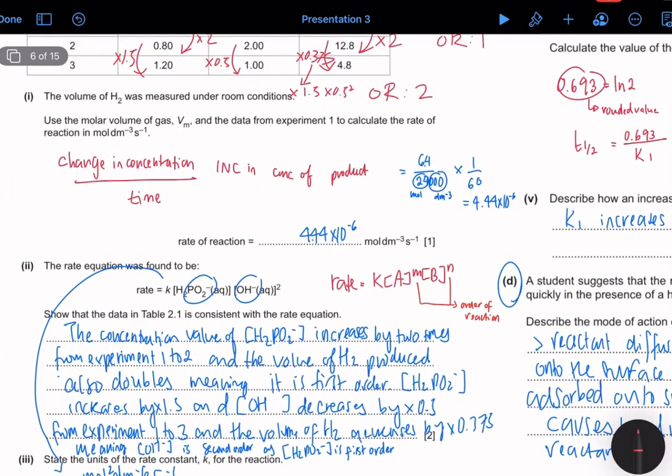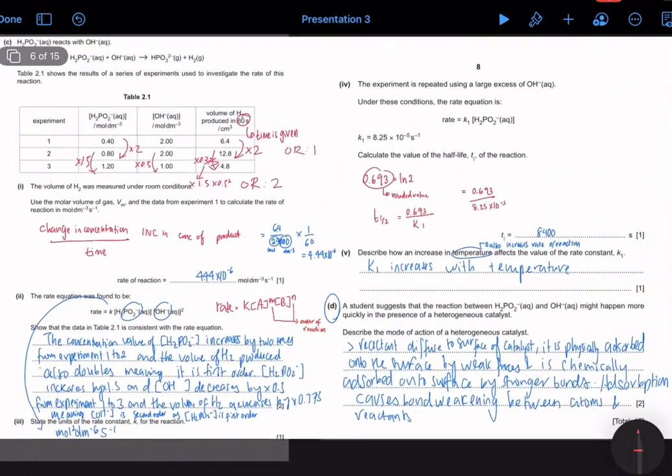Okay. The rate is found to be k[H2PO2 minus][OH minus] squared. This one is squared because that one would be your second order for your OH minus. And alright, show the data in table 2.1 is consistent with the rate equation. Again, we can see here that the concentration of H2PO2 minus increases by 2 times for experiments 1 and 2, and the volume of H2 produced also doubles. So this gives indication that this one is first order.